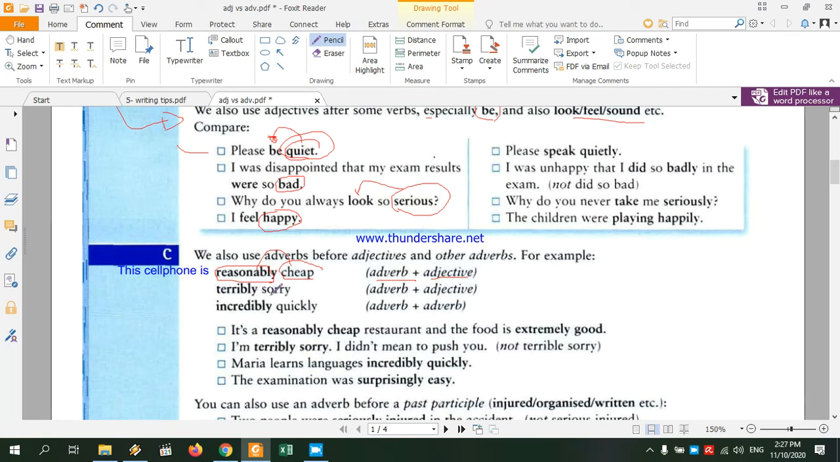The same, he's terribly sorry. Sorry is an adjective, and we use terribly to describe or modify the adjective sorry. So we use an adverb, which is terribly. He runs incredibly quickly. Here we're using an adverb to describe another adverb.